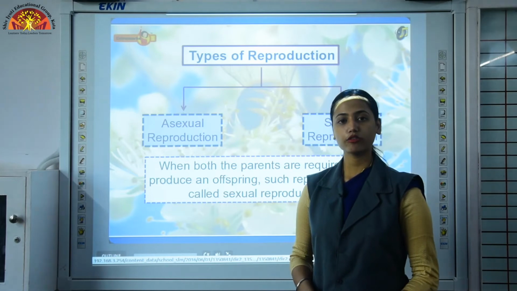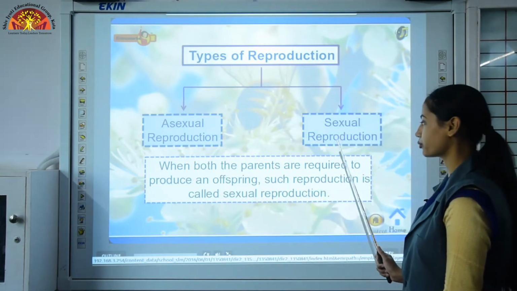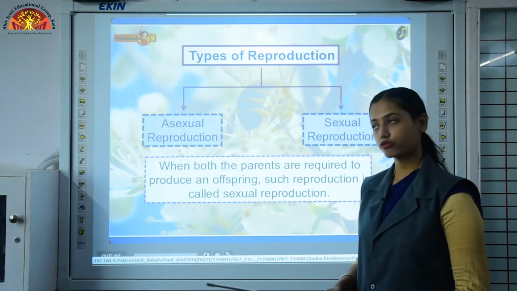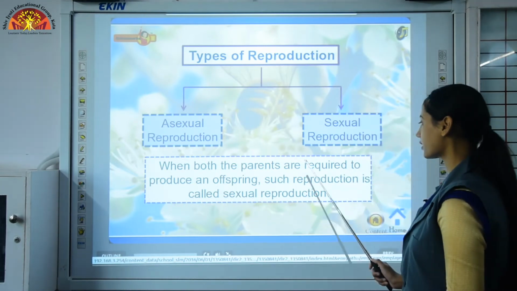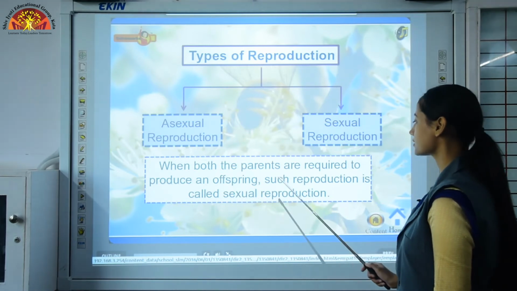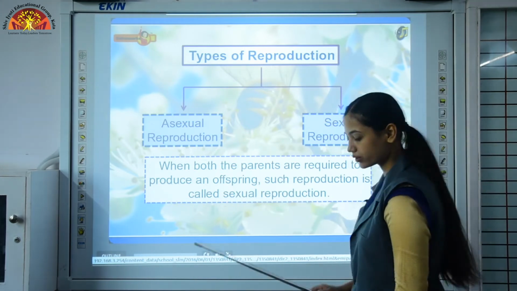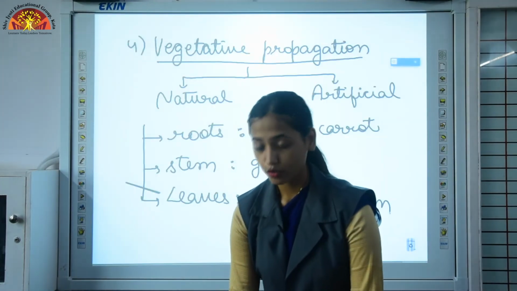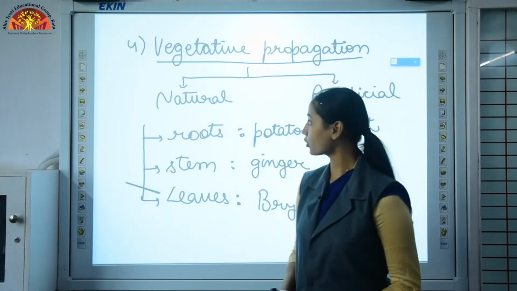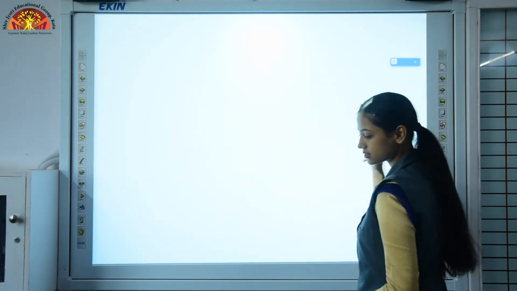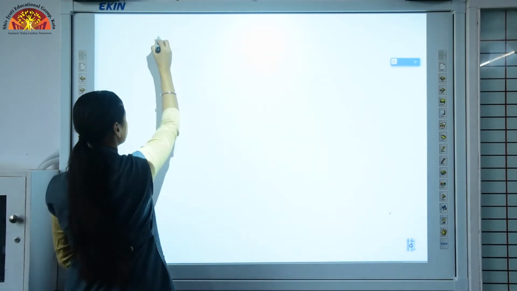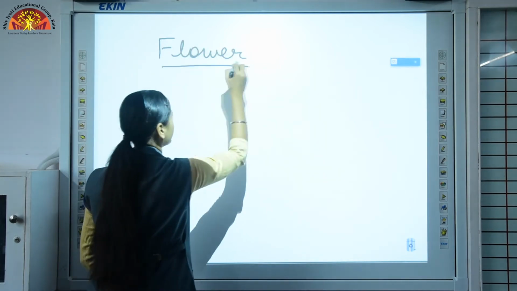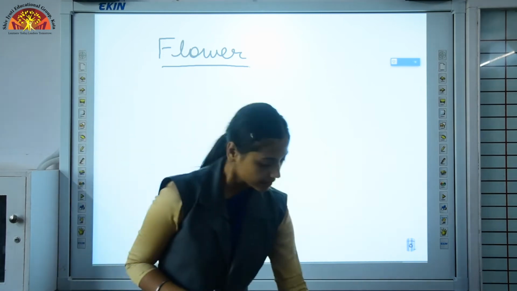Now another method of reproduction is sexual reproduction, in which two parents are involved, male and female. So when both the parents are required to produce an offspring, such reproduction is called sexual reproduction. And tell me, which part of a plant is the reproductive part? That is the flower. Flower is the reproductive part of a plant.